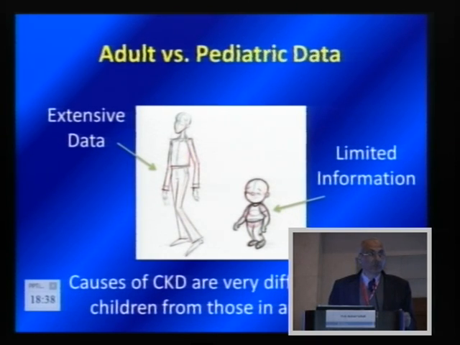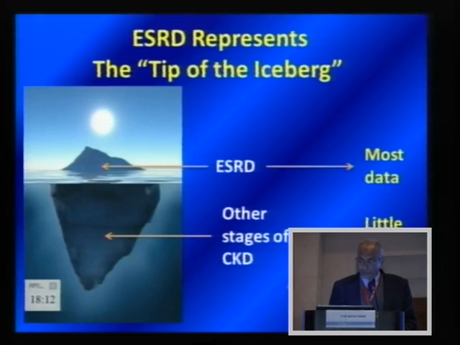And there is a lot of difference between adult data and pediatric data. First of all, there are extensive reports and a lot of data from the adult population. On the other hand, there is limited information and limited data from children and infants worldwide, and especially from our part of the world. In addition, the causes of chronic kidney disease are very different in children from those in adults. And most probably, end-stage renal disease or CKD stage 5 really represents the tip of an iceberg.